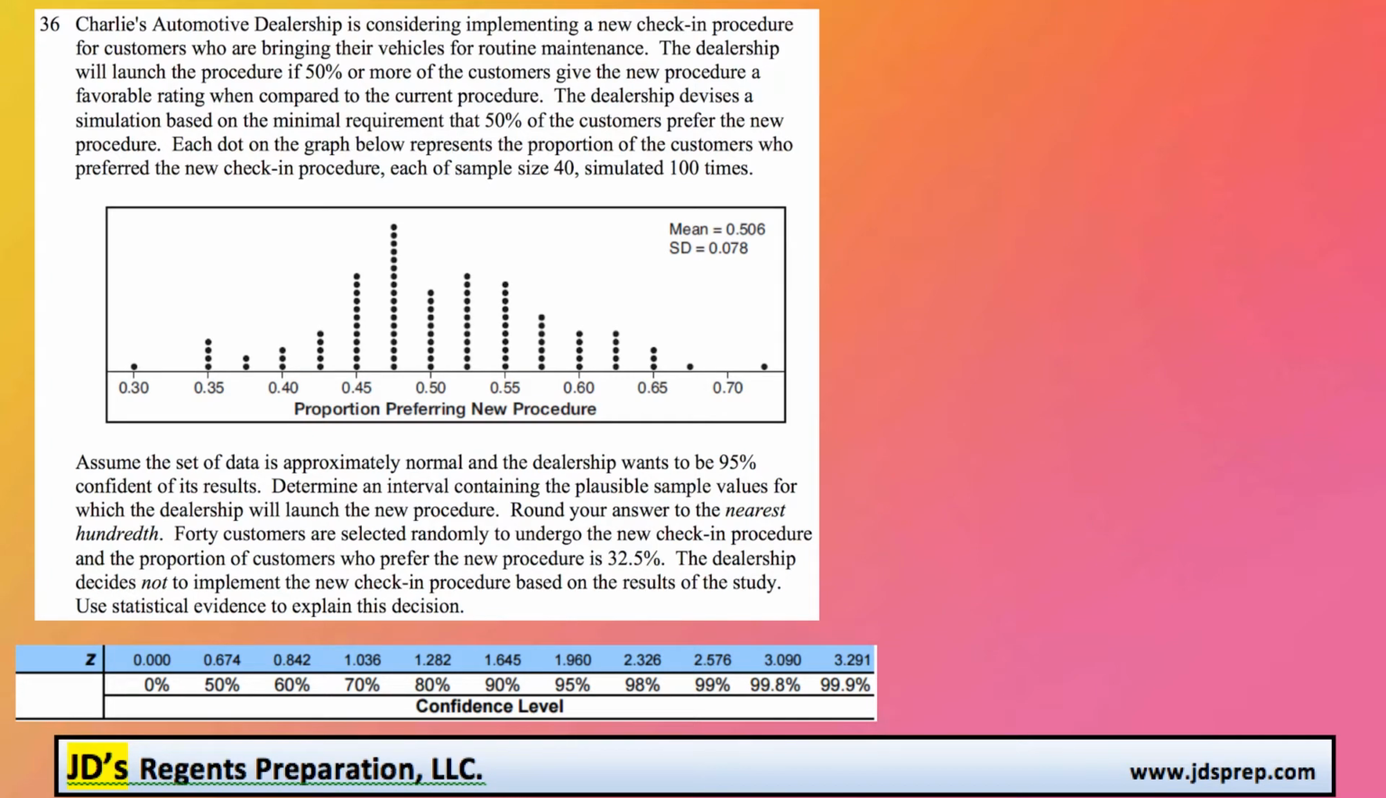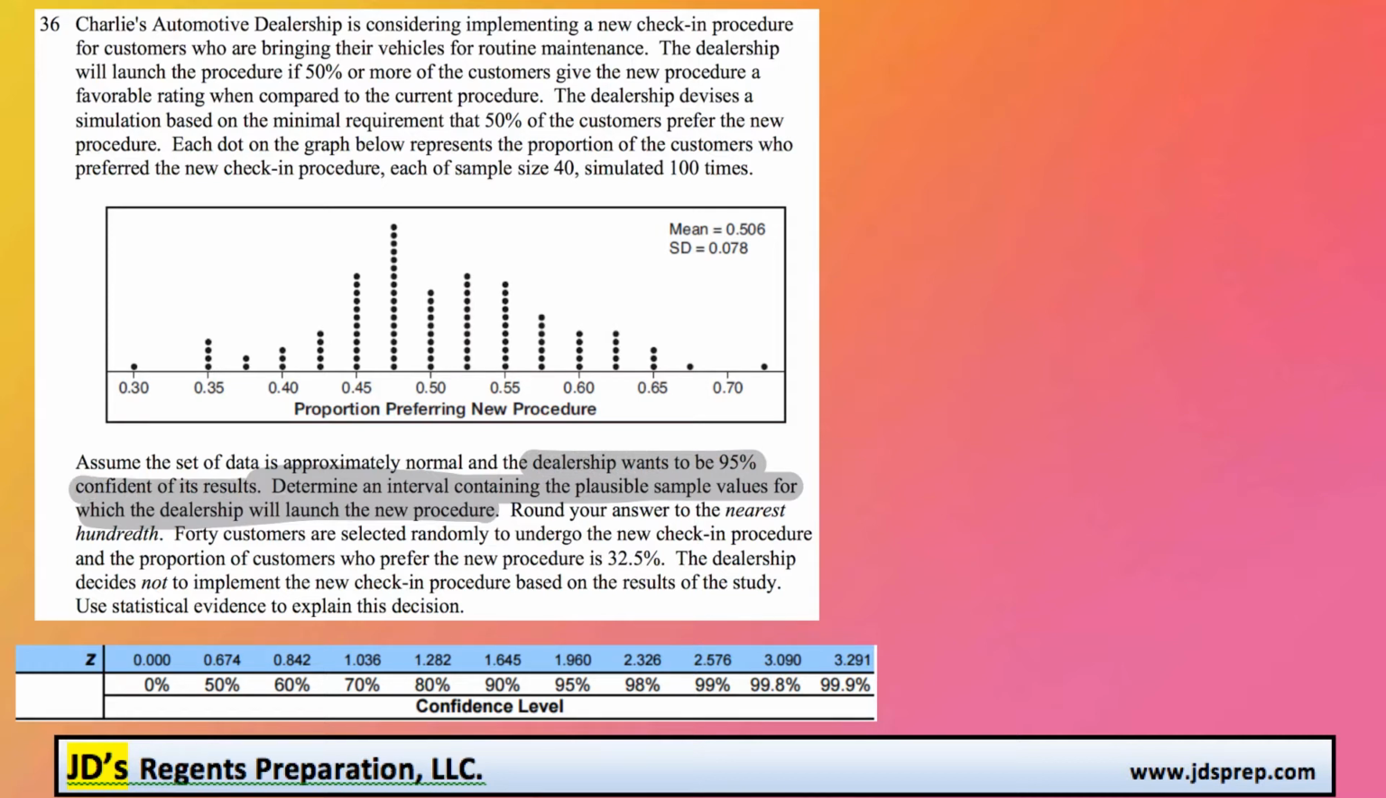This is question number 36 from the June 2017 Algebra 2 exam. Now, long story short, for the first part of this question, what we're being asked to do is determine an interval containing the plausible sample values for which the dealership will launch the new procedure. Now, we do know that we want the dealership to be 95% confident of its results.